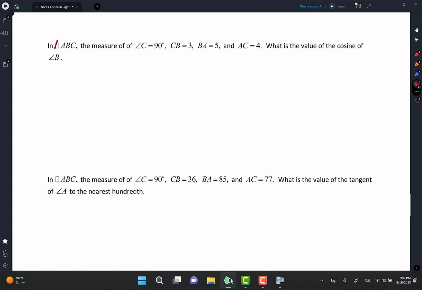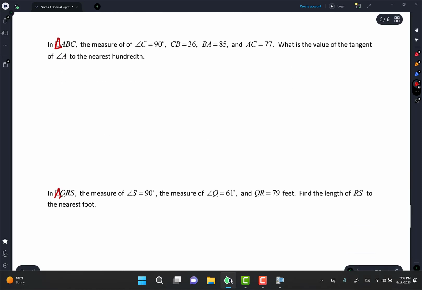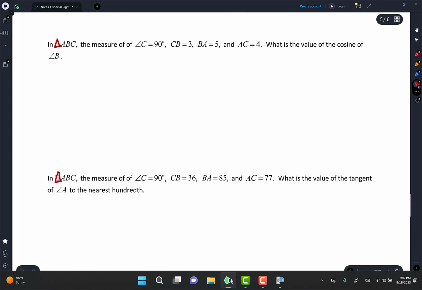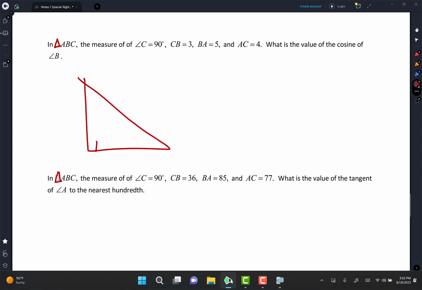All of these little rectangles should have been triangles, but for whatever reason, it just didn't come out right. So put triangles on them. It says triangle ABC, the measure of angle C is 90. That's all you really need to know there. So ABC, not to scale. So that must be C, and it doesn't matter where you put the A and the B. CB is 3, so here's CB. BA is 5, and AC is 4. What is the value of cosine of B? So I emphasize angle B.